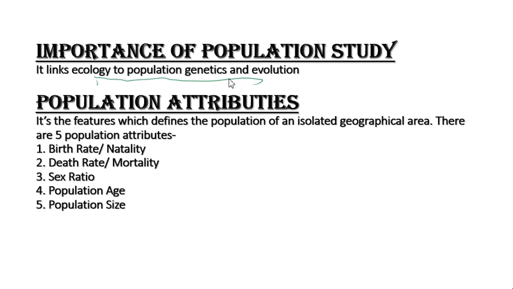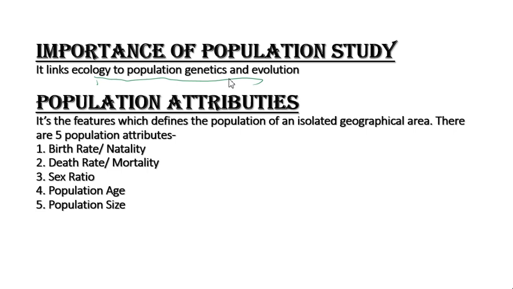Okay, now next, so this is the importance. If they ask you what is the importance for 1 mark, just write it down: it links ecology to population genetics and evolution. Okay, now moving to the next part, which says population attributes. Now what is the meaning of attributes? Population attributes are the features which define the population of an isolated geographical area.